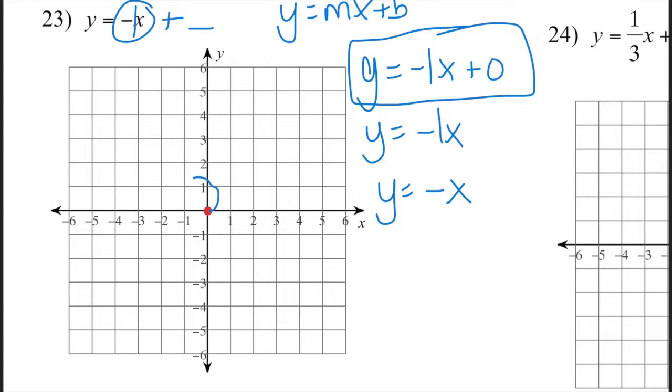Up 1, left 1, up 1, left 1, up 1, left 1. It's a little bit easier to do it as a stair step. All right, and here is our line.